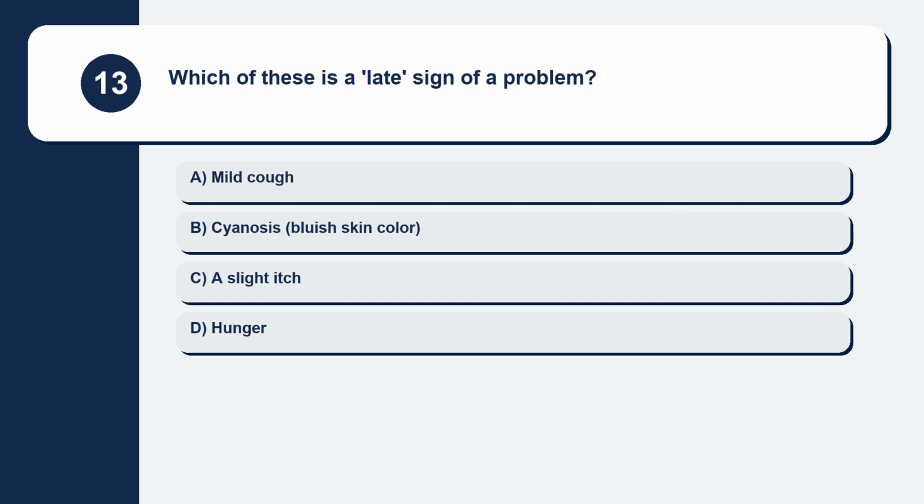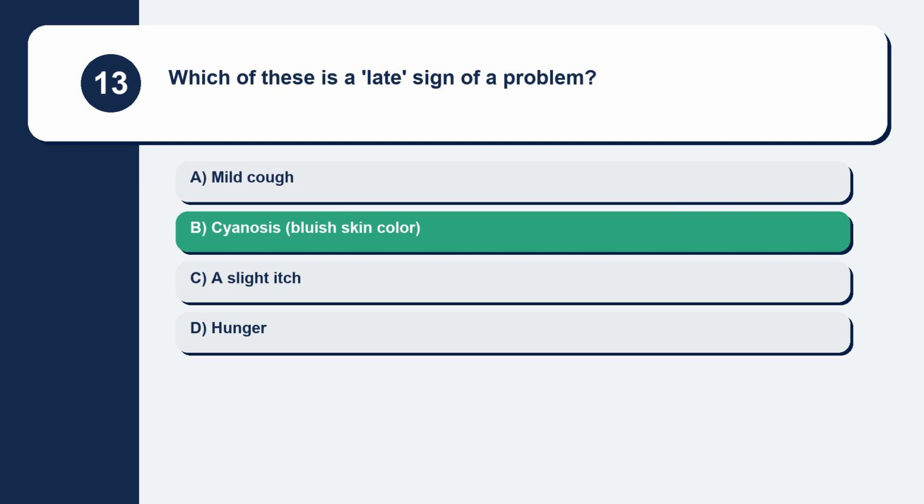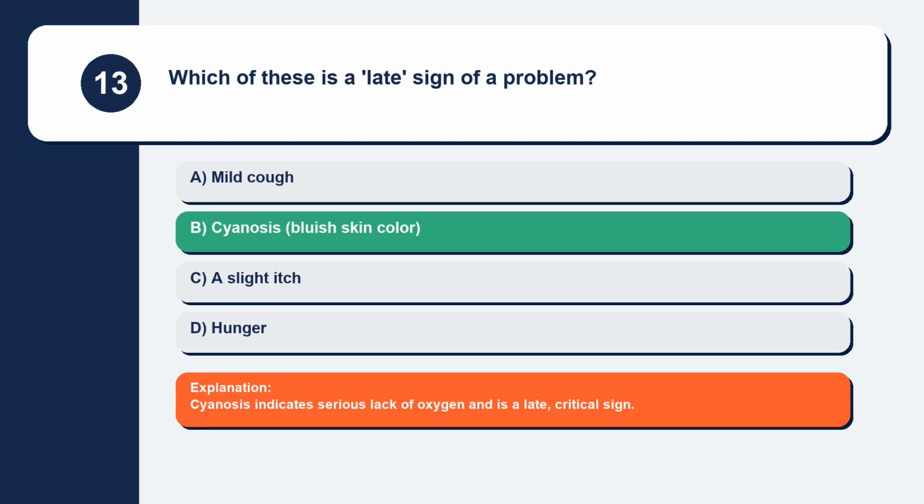Question 13. Which of these is a late sign of a problem? Mild cough. Cyanosis, bluish skin color. A slight itch. Hunger. Cyanosis indicates serious lack of oxygen and is a late, critical sign.